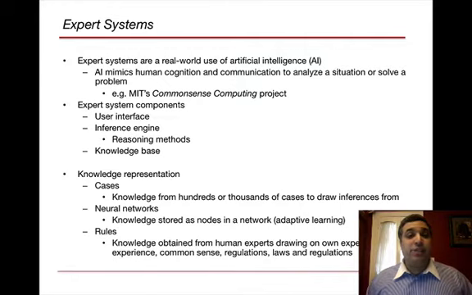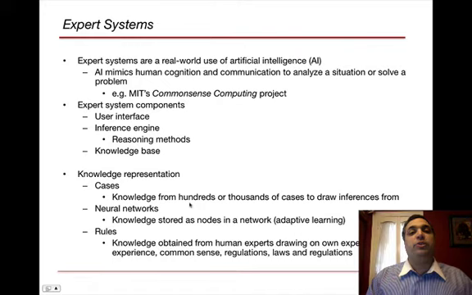Knowledge representation is how do we represent this information in the expert system? Is it in cases? Do we draw knowledge from hundreds of thousands of cases to draw inferences on? Is it a neural network, stored as networks of nodes for adaptive learning? Or do we just use some basic rules based on a human's expertise? The cases and neural networks are kind of what Watson actually uses. Because it's using unstructured data, they've developed their own algorithms to actually do this effectively.